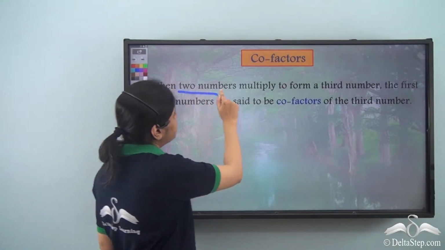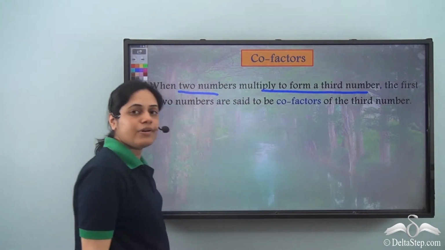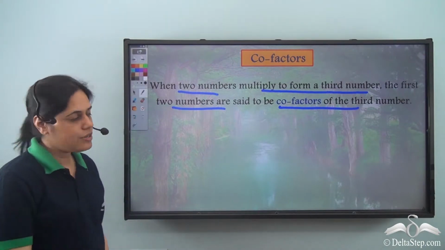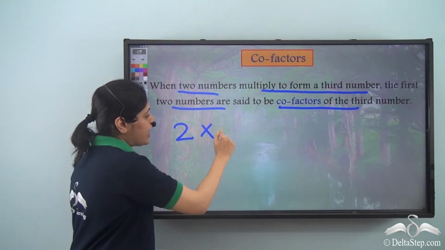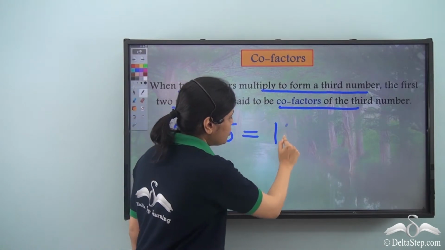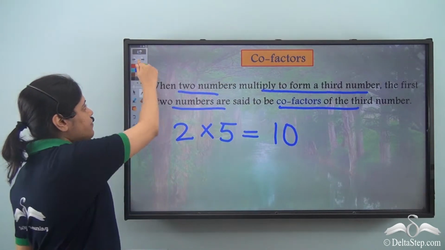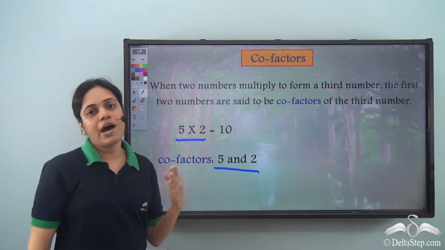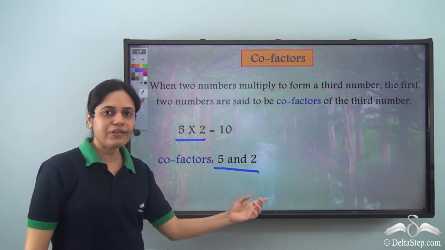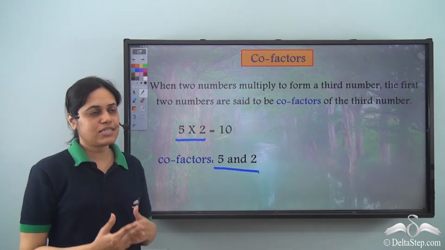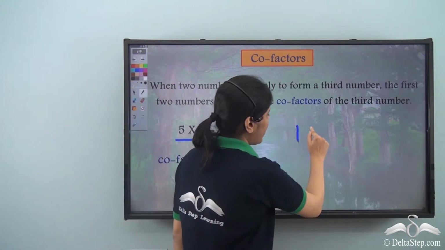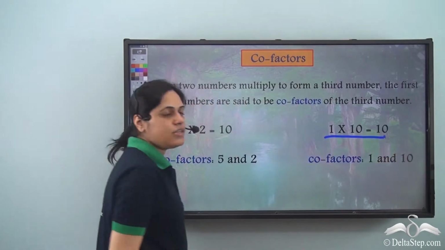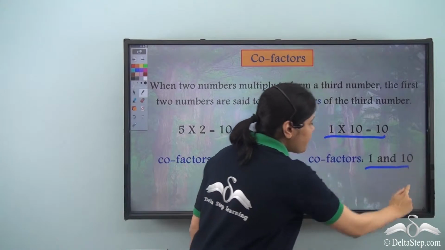So when two numbers multiply to form a third number, the first two numbers are said to be the cofactors of the third number. So when 2 and 5 multiply to give us 10, 2 and 5 are called the cofactors of 10, or I can say 5 and 2 are the cofactors of 10. So I can say either 5 and 2 or 2 and 5, it's the same thing. Similarly, 1 into 10 gives me 10. So 1 and 10 are the cofactors of 10.